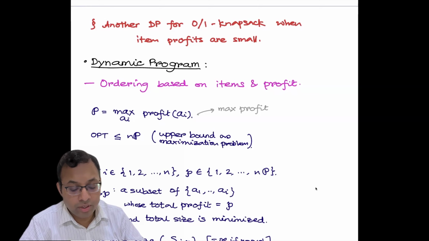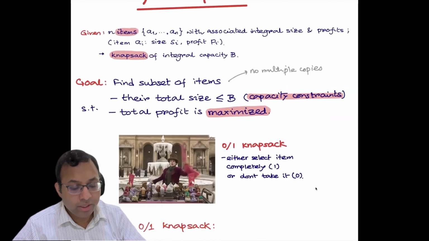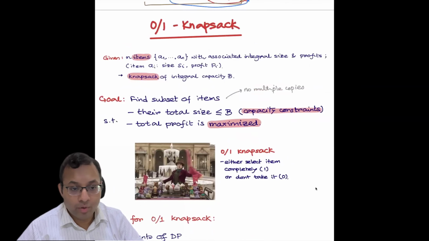Hello everyone, in this part we'll learn another DP for the 0-1 knapsack problem when item profits are small. So let us recapitulate what the 0-1 knapsack problem is. In the 0-1 knapsack problem, we are given n items A1 to An. Each item Ai has size Si and profit Pi, and there is a knapsack of integral capacity B.